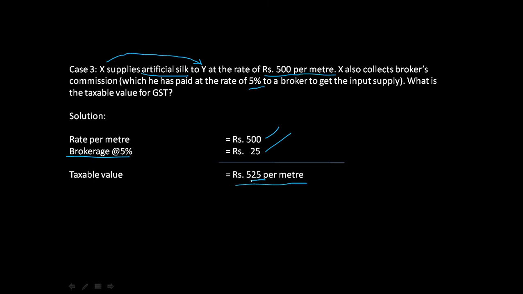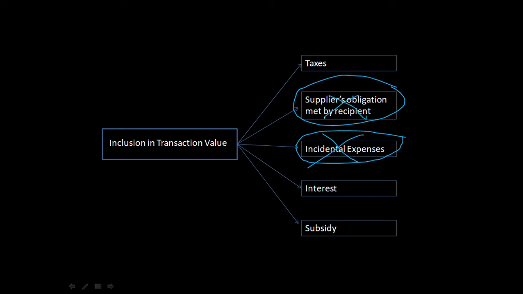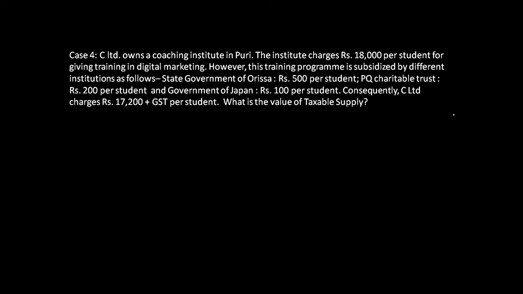Okay, so now coming back to this screen again, which one have we discussed now? We have discussed this point, third point. So this is done, this is done, this also has been discussed. We are left with two more. Let us look at this case. C Limited owns a coaching institute in Puri. The institute charges rupees 18,000 per student for giving training in digital marketing.